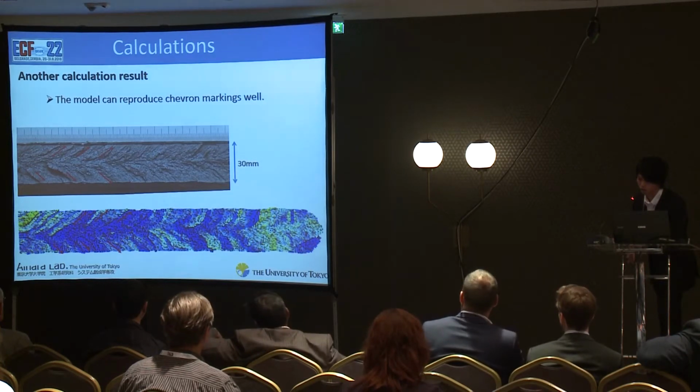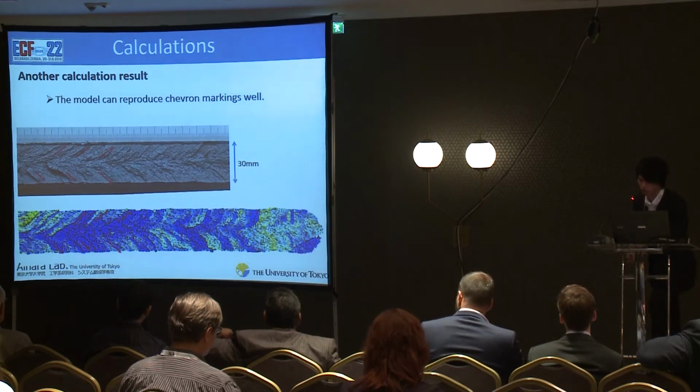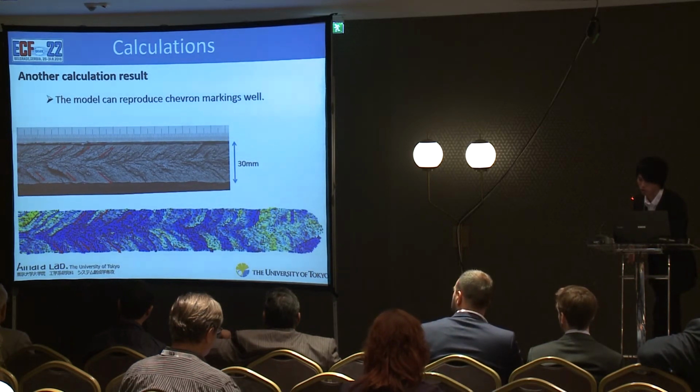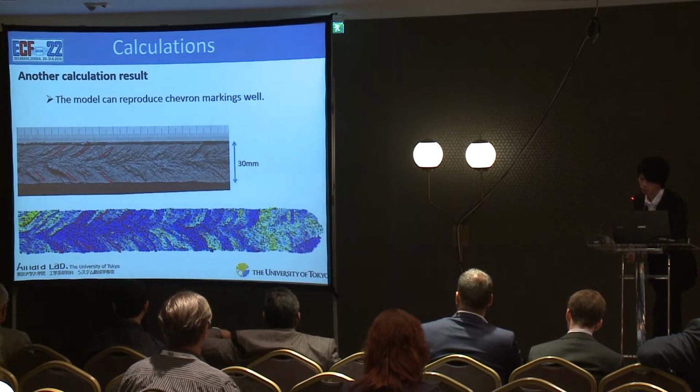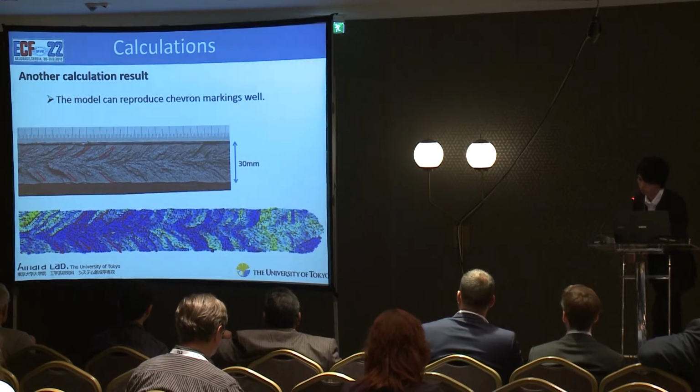This is another calculation result. The size of the cell is smaller than in the previous calculation, 0.5 mm multiplied by 0.5 mm by 0.5 mm. The actual brittle fracture surface has chevron markings propagating from the plate inside to the plate surface. The simulated surface has the same tendency of chevron markings. From this result, we can clearly check that the model can reproduce chevron markings well. So the model can reproduce crack length and brittle fracture surface morphologies well.